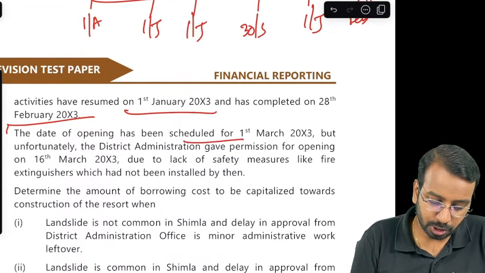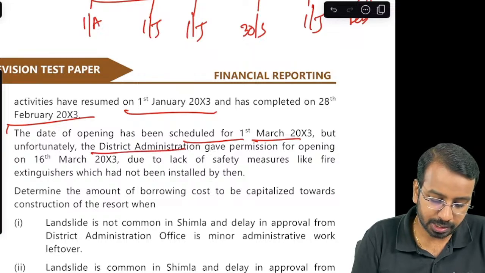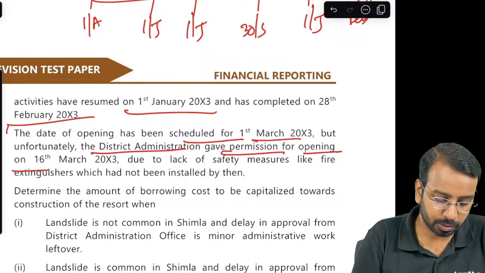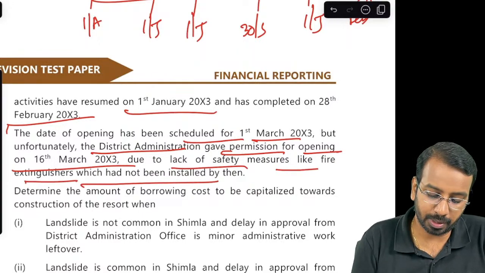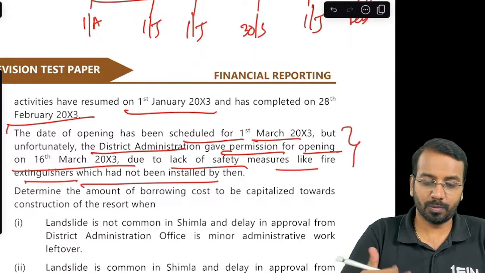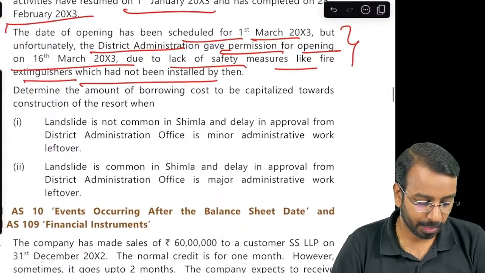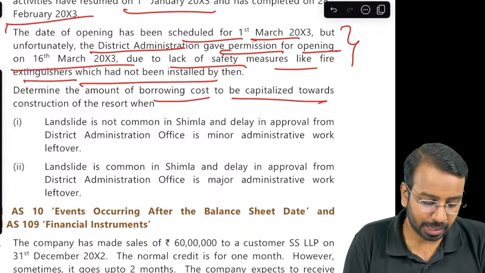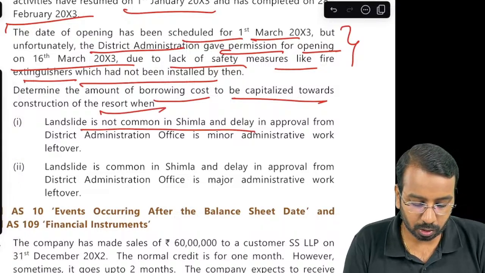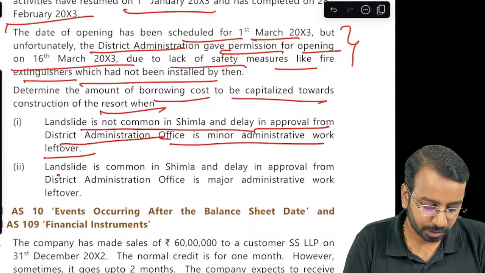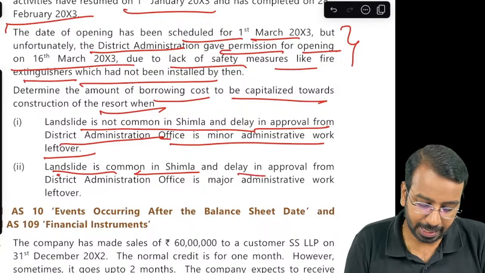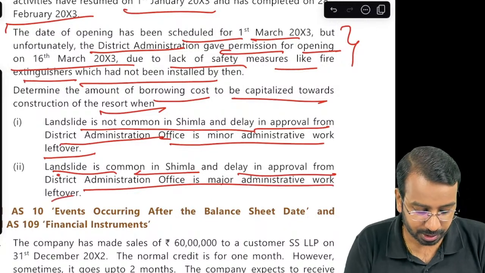The date of opening was scheduled for 1st of March, but unfortunately the district administration gave permission for opening on 16th March due to lack of safety measures like a fire extinguisher, which had not been installed by them. Now this is a minor thing, right? So we'll see if any additional information is there. Determine the amount of borrowing cost to be capitalized towards construction of the resort if landslide is not common in Shimla, and delay in approval from the DAO is a minor administrative work. Or, landslide is common in Shimla and delay in approval is a major administrative work left over.